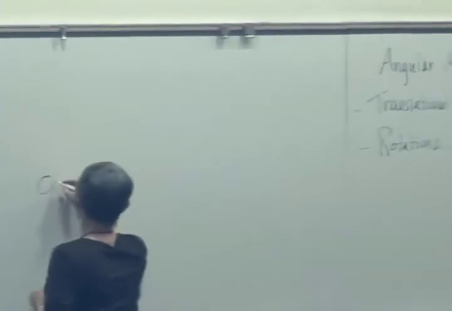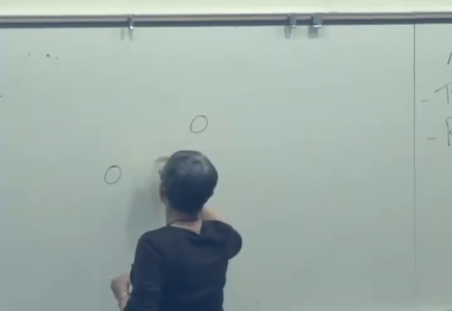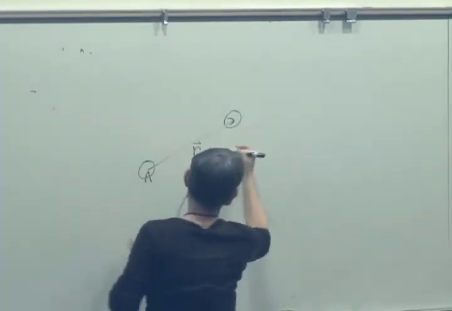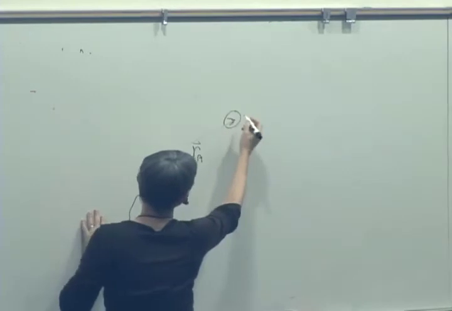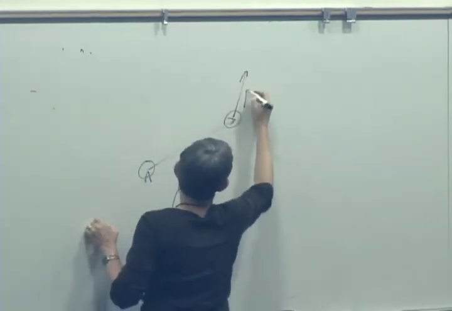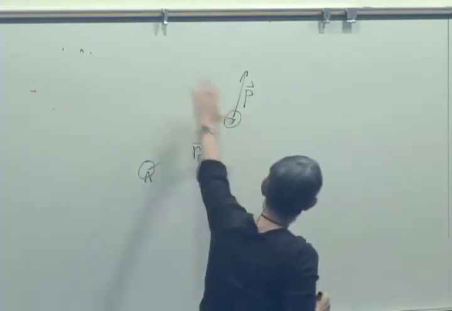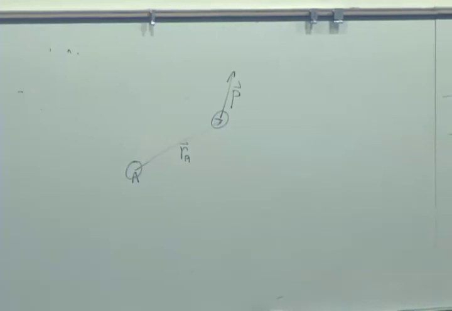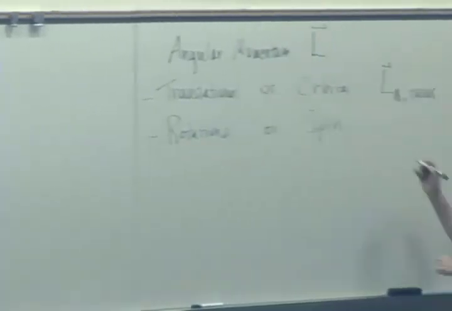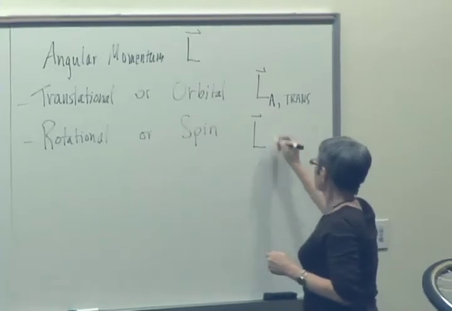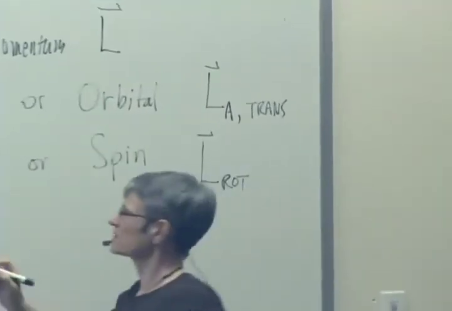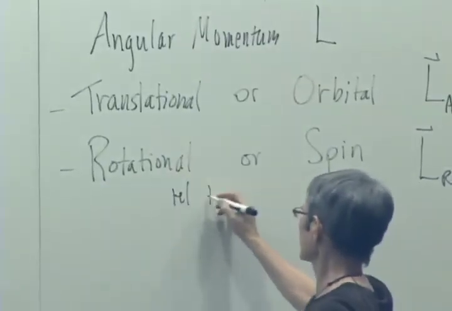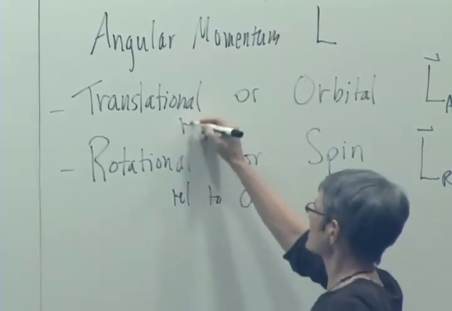So if here's location A, that's the vector r sub A from location A to the object of interest. Here's the momentum of the object. It's moving around the center, and so that's translational or orbital angular momentum. You can call it either; they're both correct. And then rotational or spin angular momentum is this. So this is relative to some point A, and this is relative to the center of mass and axis.